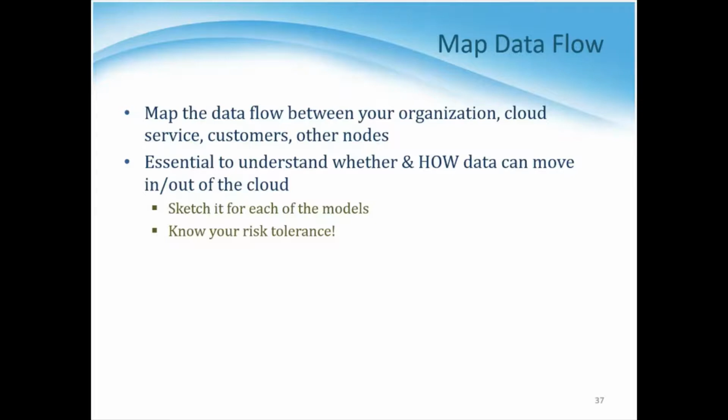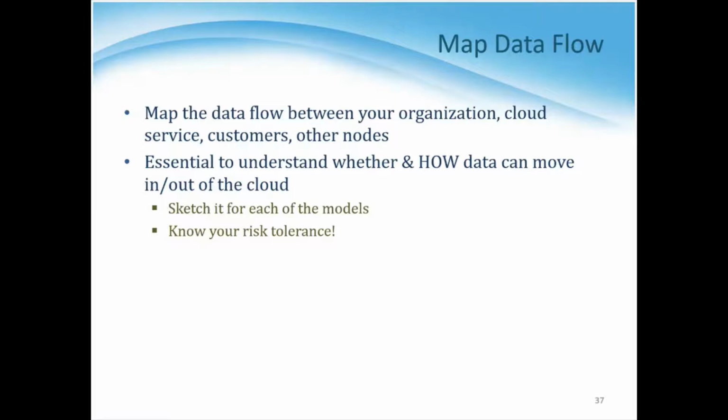Similarly, in the cloud also we have to map data flow. How should the flow go? That is one of the major concerns: how to maintain the flow based upon the providers and consumers. So map the data flow between your organization, cloud service, customers, and other nodes. This is a strategy. So I have my company, HP or IBM. I will look for some cloud service provider, maybe assume Amazon, and I will get the customers through the Amazon cloud, and other nodes.